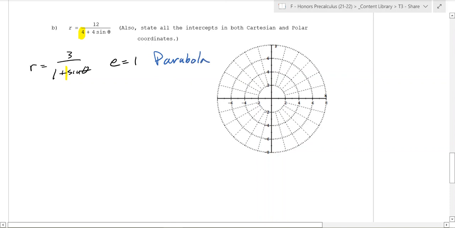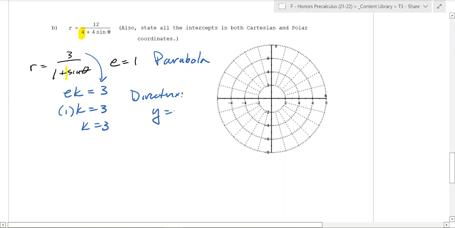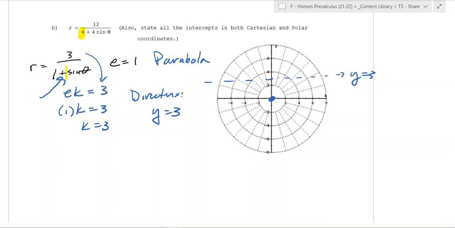So how do we do this? Well, we know that e times k is equal to the top value of 3 right there. We know that e is 1, so this means k is equal to 3. Okay, so k is equal to 3 and it's plus, so that means the directrix is going to be at y. Directrix means y is equal to 3 because it's a plus sign right there. So here's our directrix at y equals 3, like this, and it's a parabola. And again, our focus is always there. It's always at the origin, just for reference here.